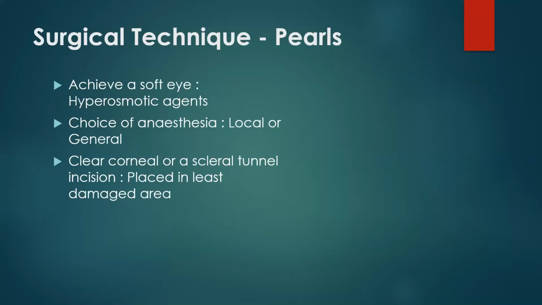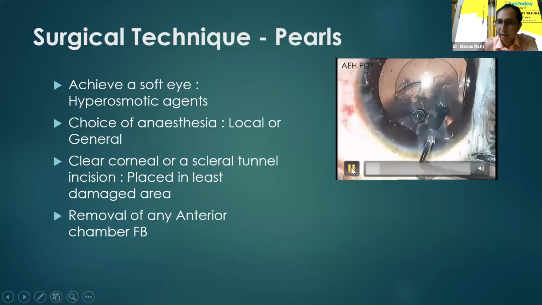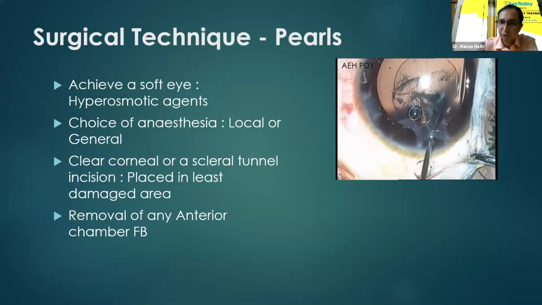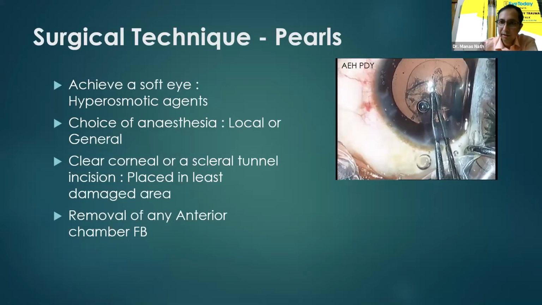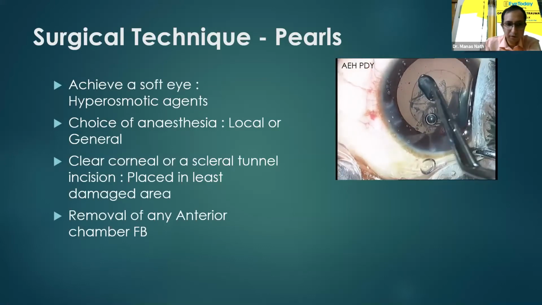Incision can be placed either on the cornea or on the sclera, but it has to be on the least damaged area. Whenever there is any foreign body inside the eye, like in this case there is an intralenticular foreign body, it has to be removed before proceeding with the phacoemulsification. Here you can see that the foreign body is being removed with a pair of forceps.